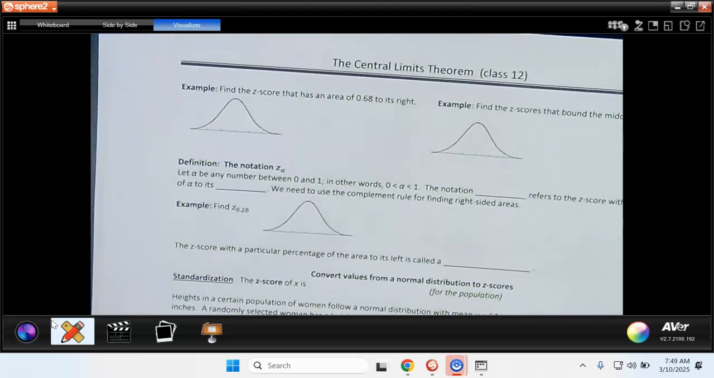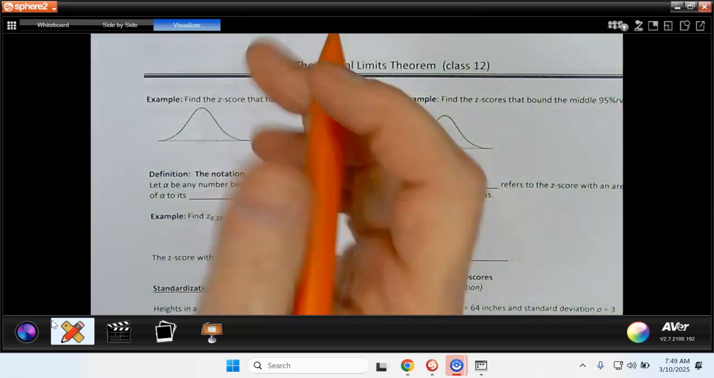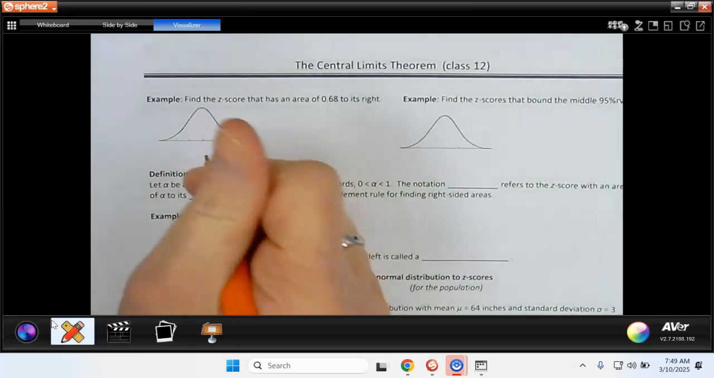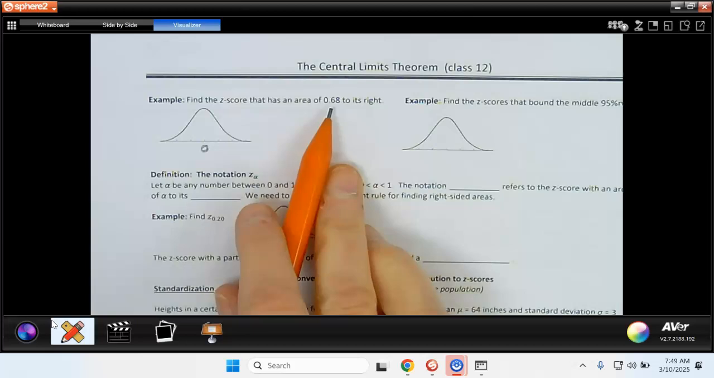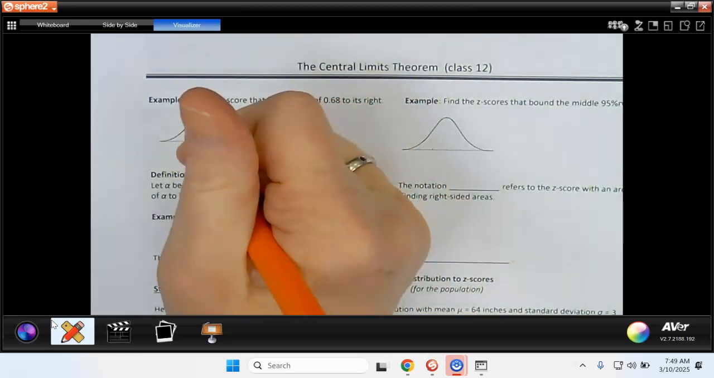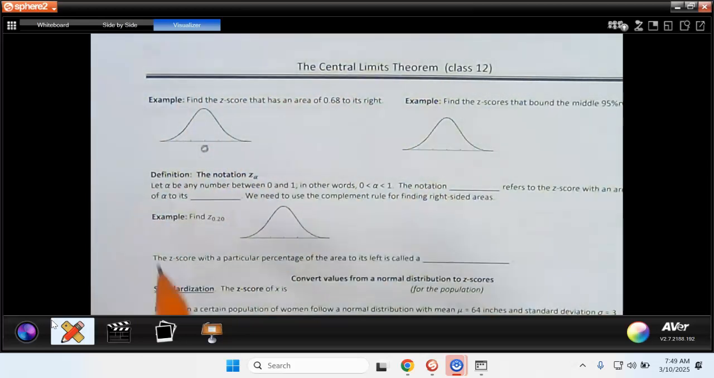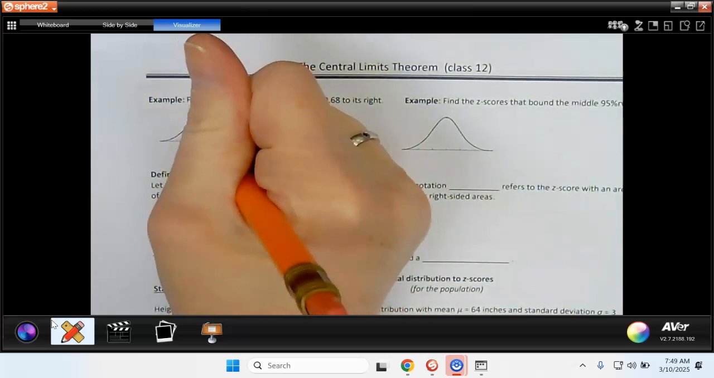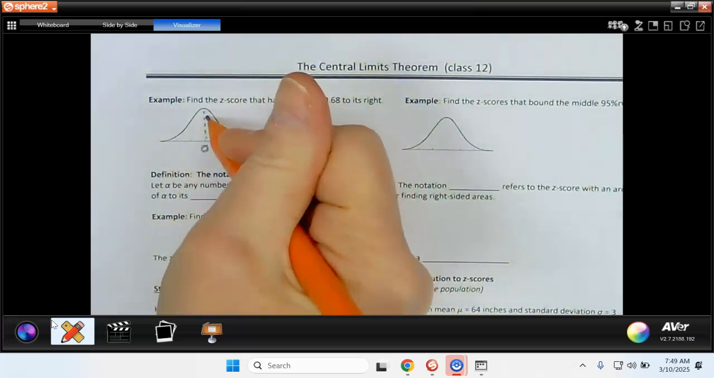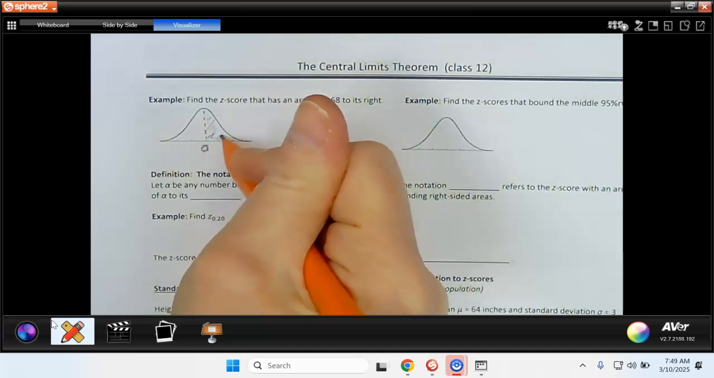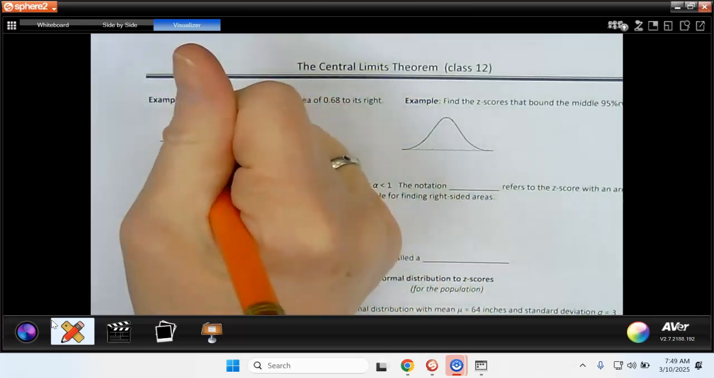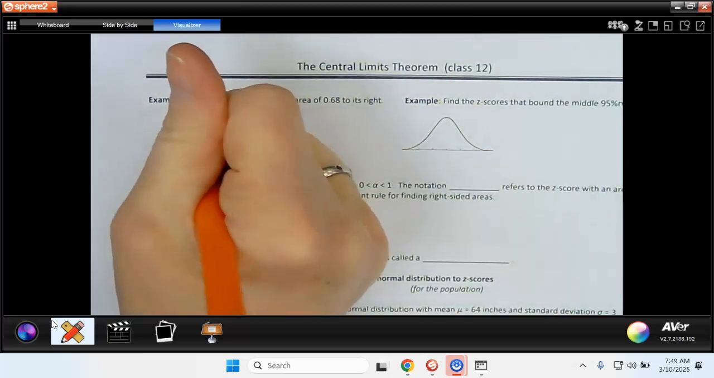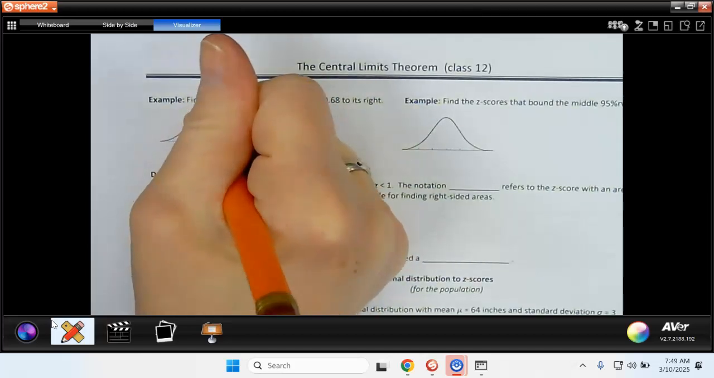Okay, so find the z-score that has an area of 0.68 to its right. Z-score means this is going to be 0. You have 68% of the data to the right of it. Let me put a little dotted line. The area to the right of the mean, what percent of our data is there? 50%, right? So 68% is going to fall over here somewhere.